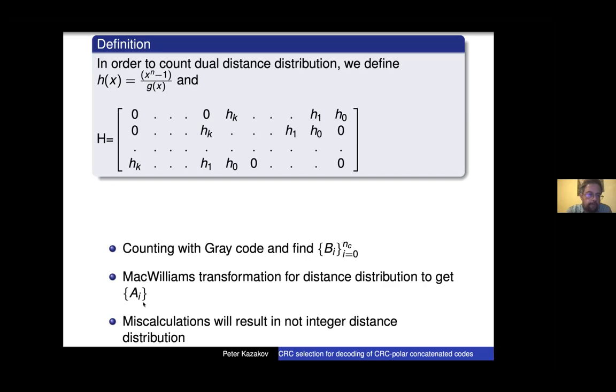Here we have one bonus point. If for any reason we do a miscalculation, if we're not counting correctly, it is almost certain that this MacWilliams transformation will result in non-integer numbers, and we will see that we are on a wrong way. So we will see that we didn't count properly.